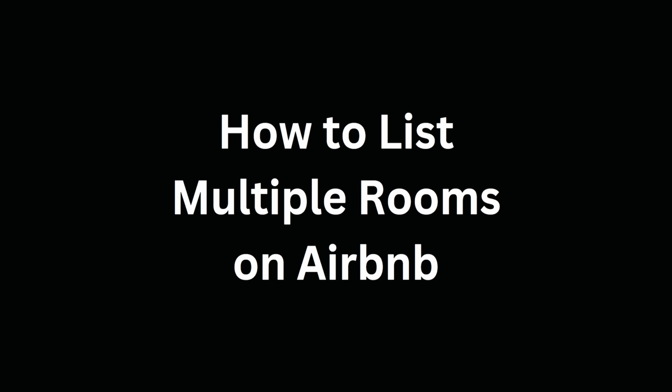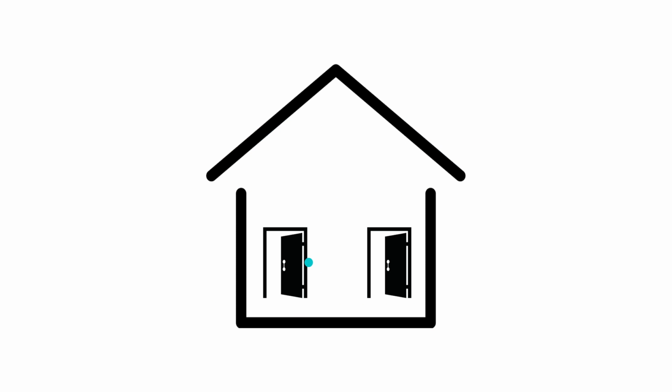In this video, I will show you how you can list multiple rooms on Airbnb. Let's say you have a house which has 2 rooms and you want to list the entire house on Airbnb. So if someone wants, they can rent the entire house. Also, if someone wants, they can just rent one room, or you want to sell the other room as well. So you basically want to rent the rooms individually. And if someone wants, they can rent the whole house as well, right?